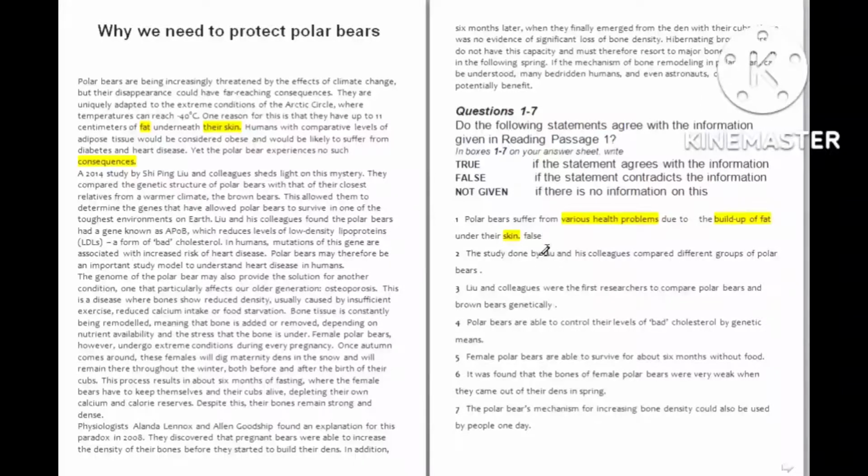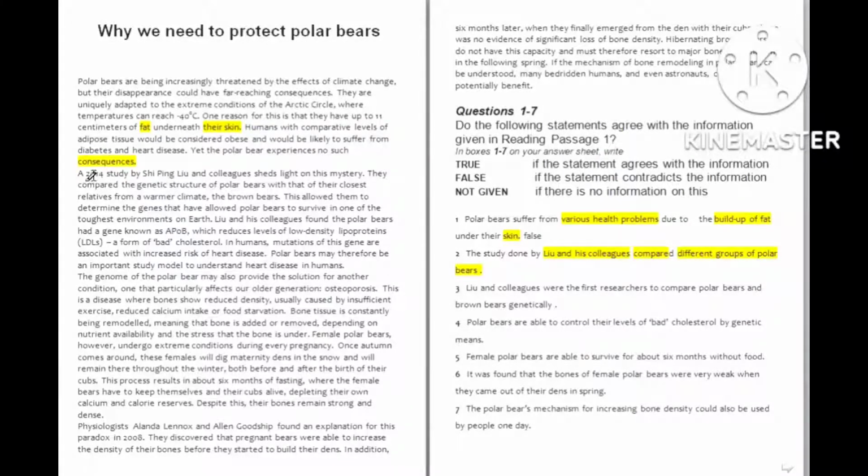The study done by Lee and his colleagues compared different groups of polar bears. If we find a name in any question, then it is easy to locate the answer in the paragraph. So we underline the keywords: the study done by Lee and his colleagues. Now we find the words Lee and his colleagues.